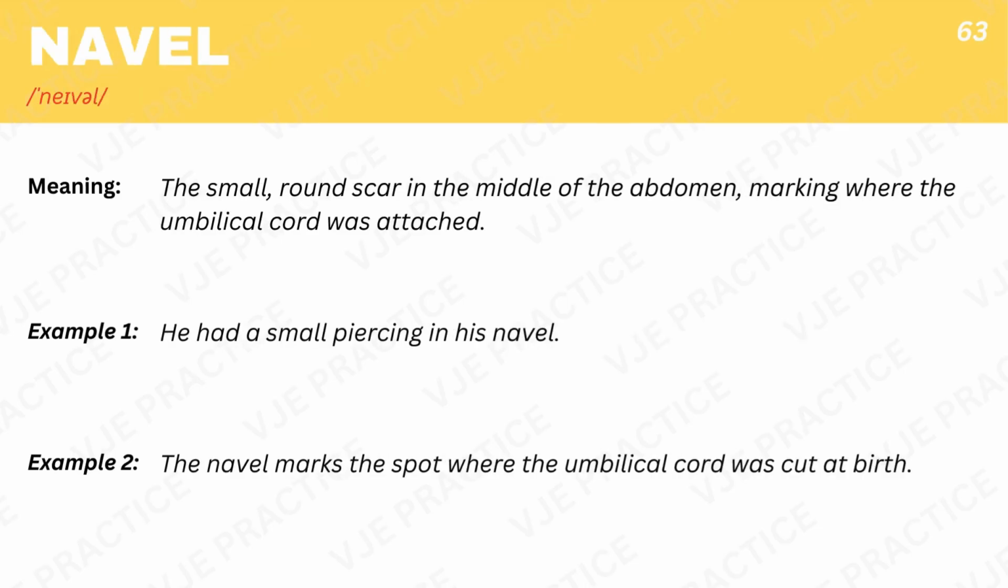Navel, the small round scar in the middle of the abdomen, marking where the umbilical cord was attached. Example 1. He had a small piercing in his navel. Example 2. The navel marks the spot where the umbilical cord was cut at birth.